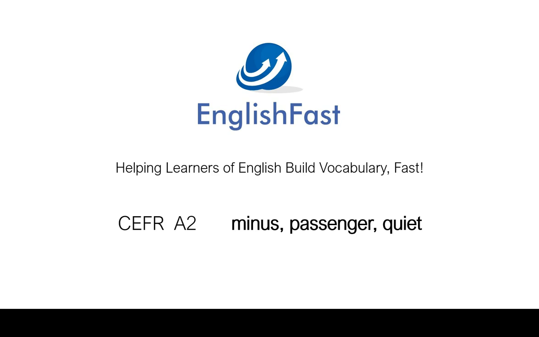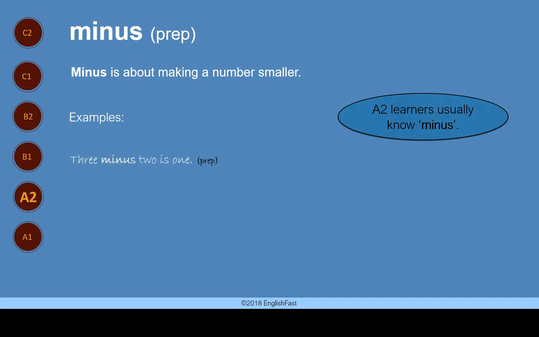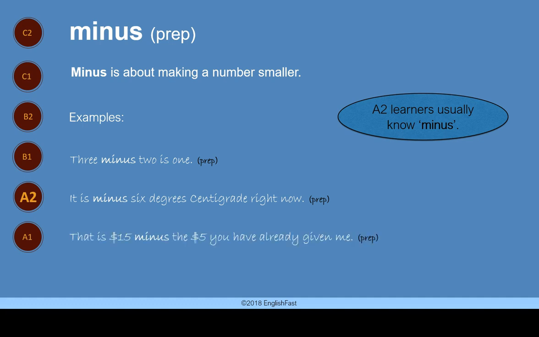CEFR A2. Minus, passenger, quiet. Minus, preposition. A2 learners usually know minus. Minus is about making a number smaller. Here are some examples. 3 minus 2 is 1. It is minus 6 degrees centigrade right now. That is $15 minus the $5 you have already given me.